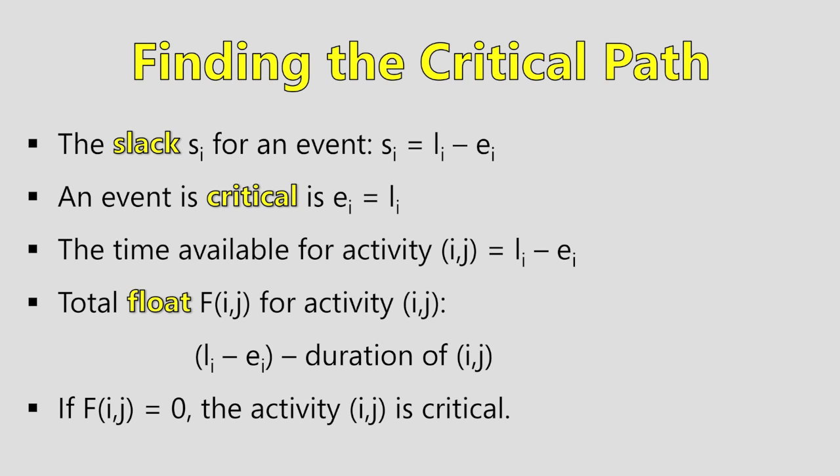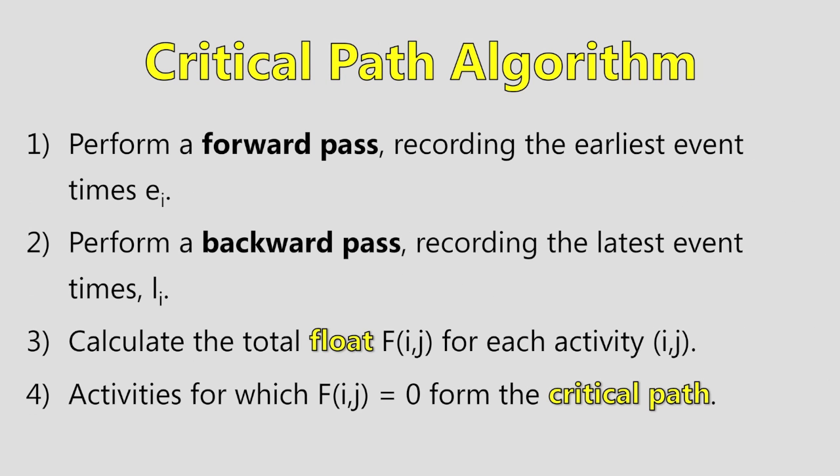Time available for the activity is LI minus EI, or the slack. The total float for an activity is LI minus EI minus the duration of IJ. So that's how much you can vary when an activity starts and stops. If float equals 0, then the activity, again, is critical. See how they all relate? Isn't that clever?